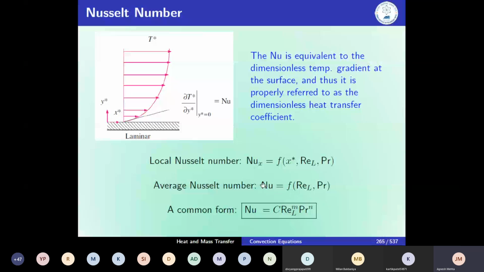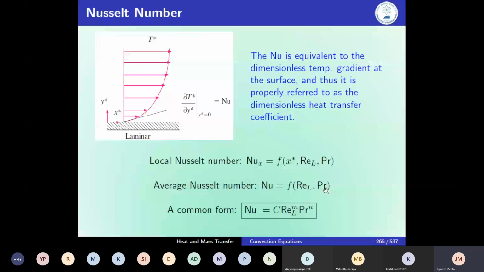And now you know that the Nusselt number is a function of only Reynolds number and Prandtl number. So now you design your experiment. What I mean by design is the researcher who wants to investigate a particular case for getting the heat transfer coefficient or Nusselt number. So he will design the experiment for variation of Reynolds number and Prandtl number.